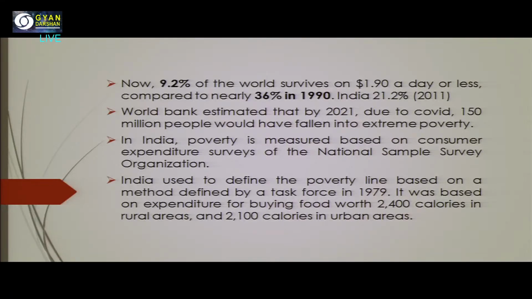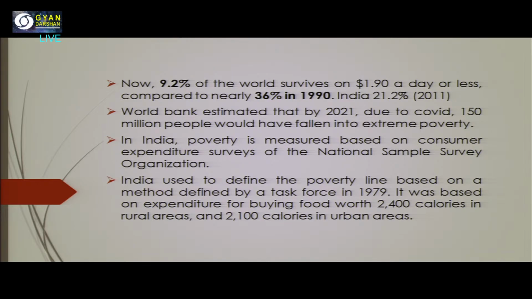In 1990, around 36% of the people across the globe were poor as per the international poverty line standards, which reduced to 9.2% as of now. The World Bank estimates that by 2021, because of the COVID situation that is going on, around 150 million people will be pushed below poverty line. Okay. In India, the poverty line is measured by the National Sample Survey Organization.